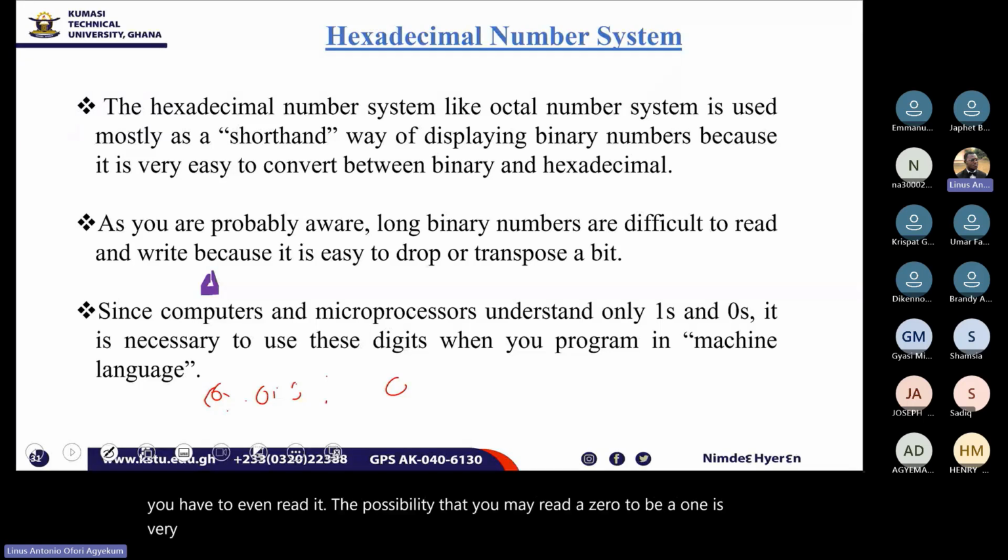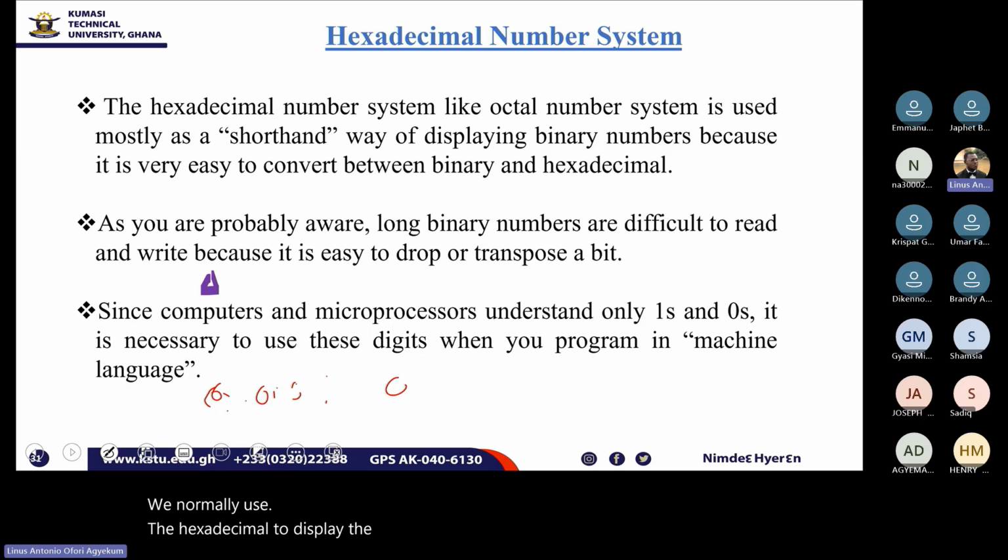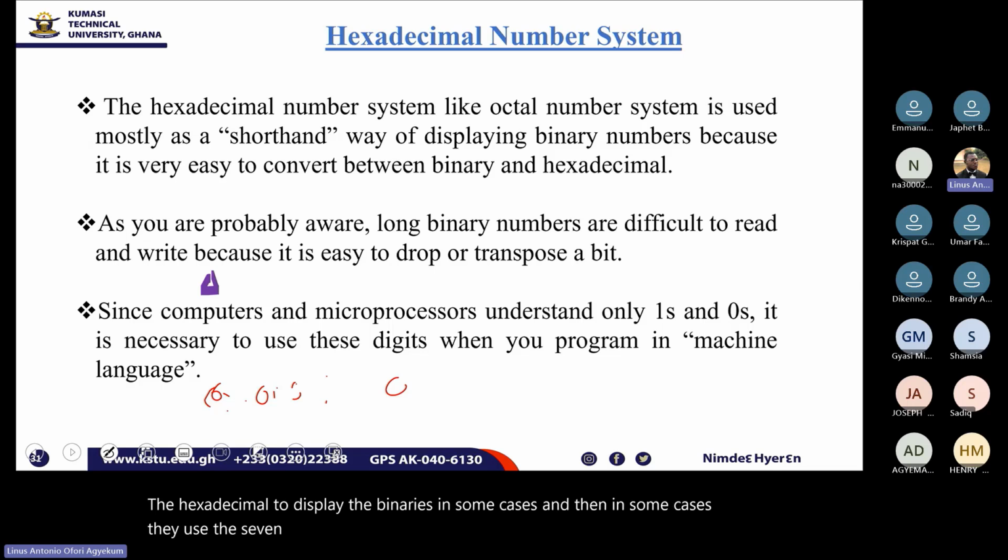So very often in displaying, we normally use the hexadecimal to display the binaries in some cases. And in some cases, they use the 7-segment display. That is where you see these LED displays on the streets, where it can represent both binary and what? Alphabets or decimals as well.